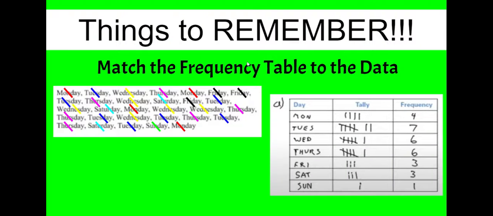So things to remember. You need to make sure you match this frequency table to the data. Now, I know this one that we did as an example was a lot. There was a lot of information. There was 30 people, 30 votes that were taken. It does take a little bit of time, but you have to make sure that they match each other because there can be errors. So make sure that they match each other by double checking that on Monday, there's only 4 Mondays listed in your data.